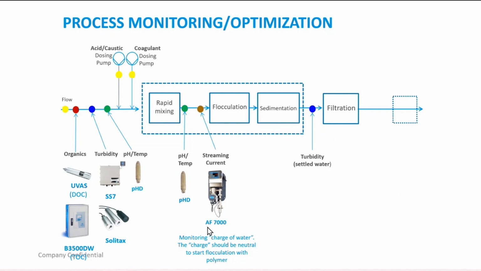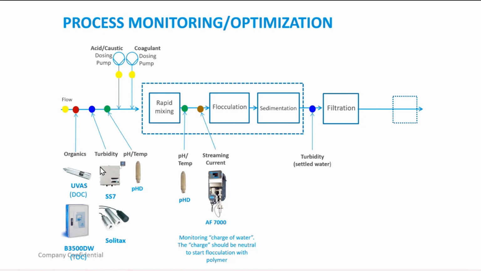For that, we use the AF 7000 over here. In Vietnam, we have already installed this device, the AF 7000, in 2 or 3 drinking water plants. We also have a lot installed in the Philippines and in Malaysia. We also install a lot of this AF 7000 for drinking water plants.